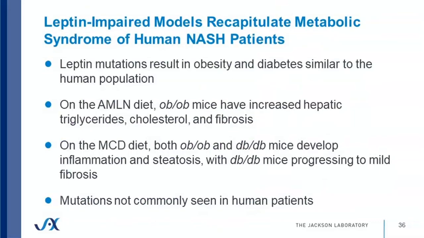So overall, these leptin-impaired models nicely mimic the obesity and hyperglycemia seen in human populations. And on the amylin diet, the OB mice have increased hepatic triglycerides, cholesterol, and fibrosis. On the more severe nutrient-defined diets, both mice develop inflammation and steatosis, with DB mice progressing to mild fibrosis. As these mutations are not commonly observed in human patients, these models might be useful when looking at comorbidities such as obesity, but may be less useful when looking at mechanisms of NASH progression.